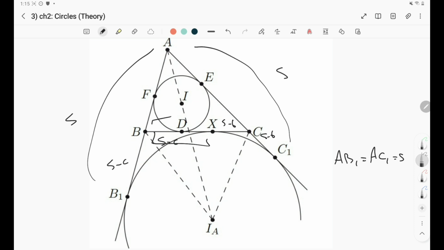So it's S minus B, right? Like this. But for X, if you're taking XB, then you flip it. You don't take B, you take S minus C. See here, it's S minus C.